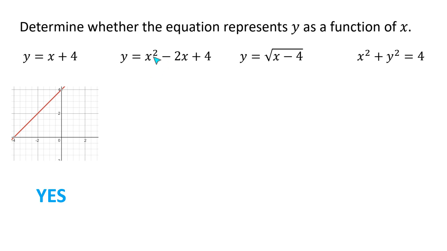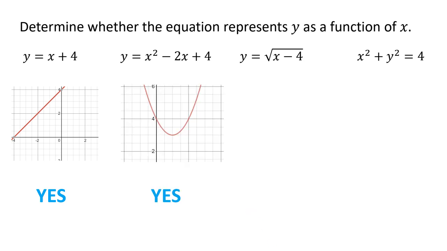So here you have a power of 2. The power of 2 tells us that this belongs to the quadratic family. And so if you were to graph this, it's going to be a parabola, and all parabolas are going to pass the vertical line test.